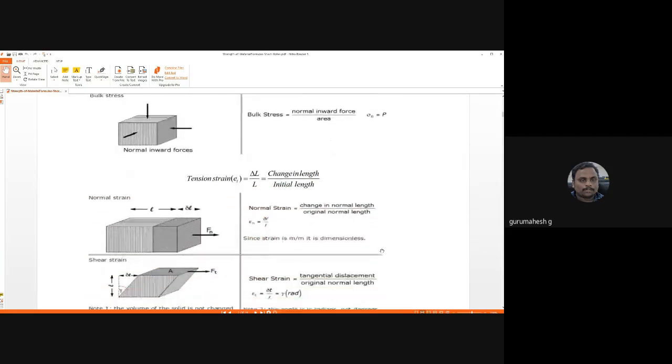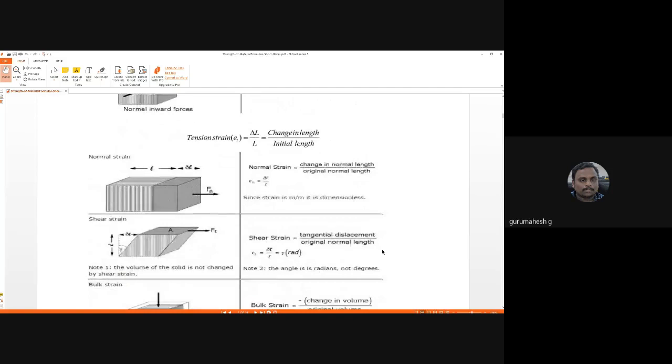Last class we discussed strain also. Strain is equal to change in length by original length, or change in length by initial length. Let us take this hatched body as the first body. I applied some load on the body. It is going to extend from L to L plus delta L. The previous length of the body is L. After applying the load Fn on the body, it extends by delta L.